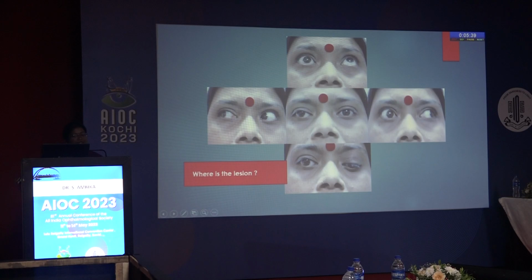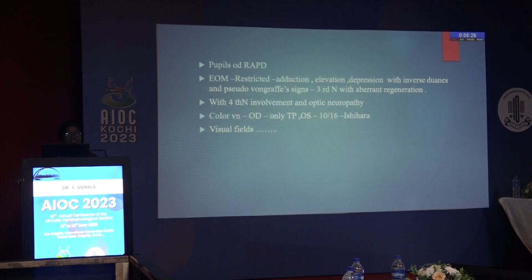So what is that sign called? That's the inverse Duane's with a pseudo-Graefe, and she had a right third nerve with a chronic compression. She has developed an aberrant regeneration. So that's a right third, fourth, and an optic nerve.